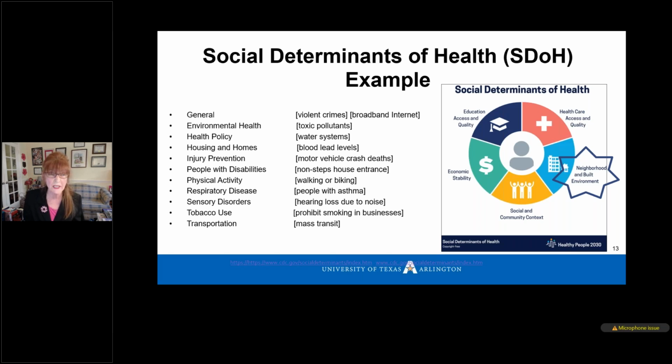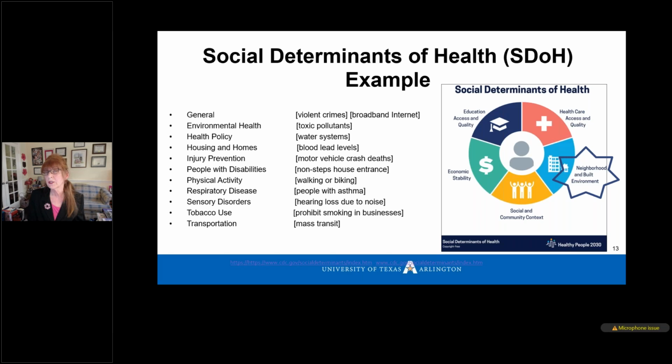An example here is, if you look at health policy: what's the health policy of the area that we're talking about in terms of water systems? We see some of that going on in Mississippi right now. What is the physical activity availability? How many walking sidewalks are there? How many bike trails are there so that the population can be healthy in terms of their activities? How about respiratory disease and volume of asthma? What's the toxic level of the air quality in that particular zip code?